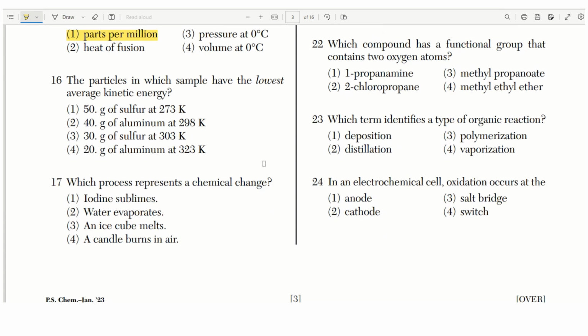The particles in which sample have the lowest average kinetic energy? This question is always here in some way. They're going to test if you know. Do you know that temperature is average kinetic energy? And I'm just looking for the lowest temperature. So do I care how many grams it is? No, no, no. All I'm looking for is the lowest temperature. So it's right here. 273 is the lowest.